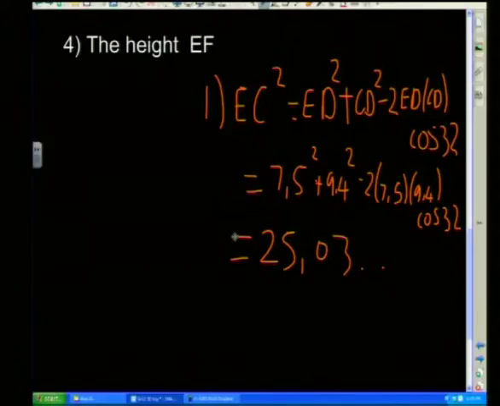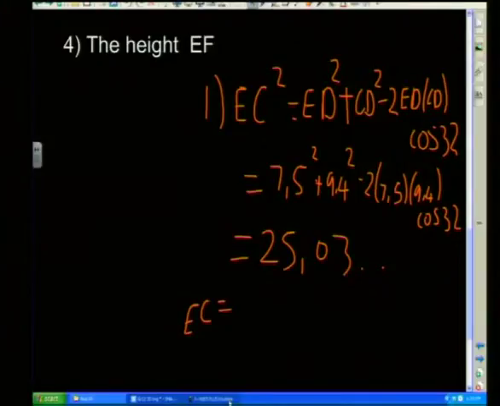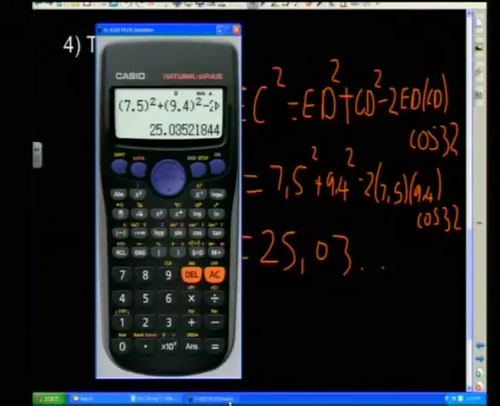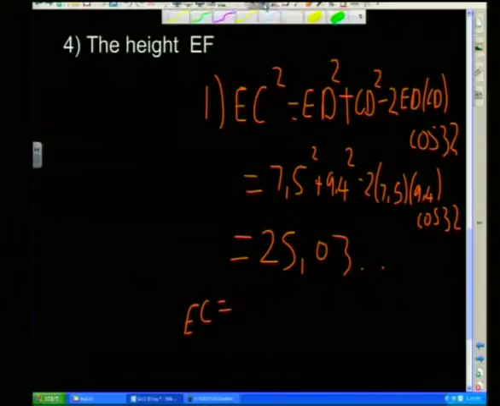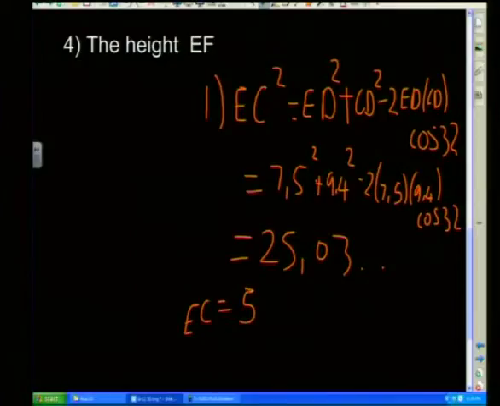Okay, and then we want to find EC. So therefore, we have to take the square root of that answer. And the answer is 5, because they said rounded off to 1 decimal place. So therefore, your answer here is just going to be 5 meters. So EC is 5.